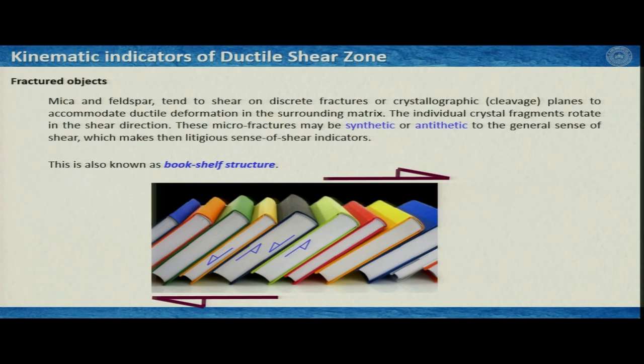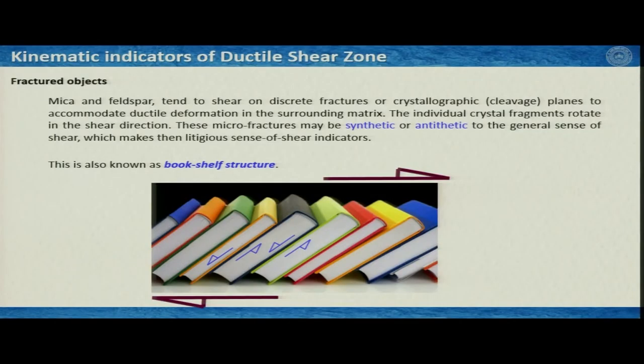Let's talk about another kind of kinematic indicator, and these are known as bookshelf structure or fractured objects. Now, sometimes in a ductile shear zone, you have clasts which are highly cleaved, or the minerals themselves are characterized by their own cleavage. For example, mica and feldspar. While the shearing is happening, these grains may not undergo ductile deformation, but they prefer to slip along their cleavage planes or crystallographic planes.